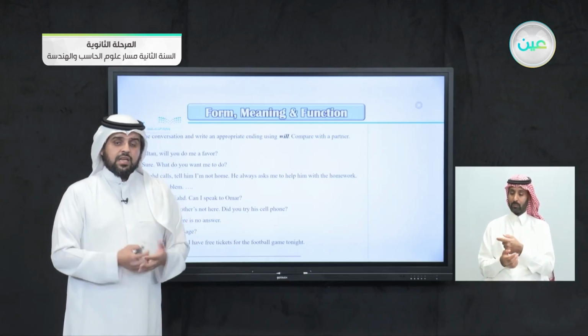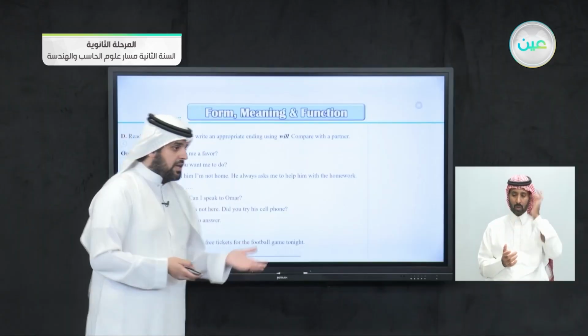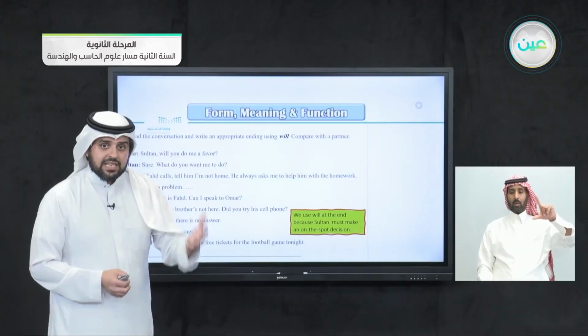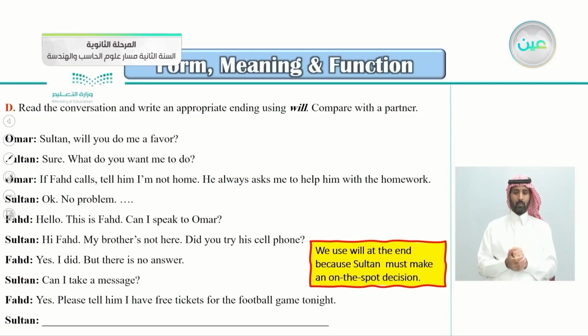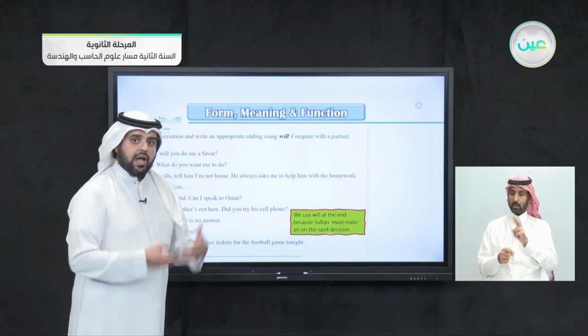So Sultan is his brother, and Fahad is not calling to ask for help with homework. No, he wants to pay him back. He is offering free tickets for the game. So what will Sultan's reply be? Remember, use will. Of course, you can answer as you like. Also, remember, we use will at the end because Sultan must make an on-the-spot decision. We use will here because it's a spontaneous decision made on the spot. For example, I've written, okay, I'll tell him. Maybe he'll say, okay, I will go, and so on.